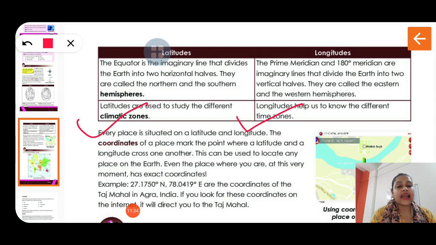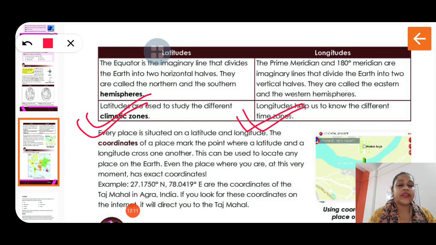Now children, all the earth is divided into climates. Okay, like very cold climate, very hot climate. So depending on the climate, there are many climatic zones, and latitudes help to study the different climatic zones. And what are time zones? Various places and countries of the earth are divided into time zones depending on their times. Okay, when you go to higher classes, you'll study more about climatic zones and time zones. So longitudes help us to know about the different time zones.